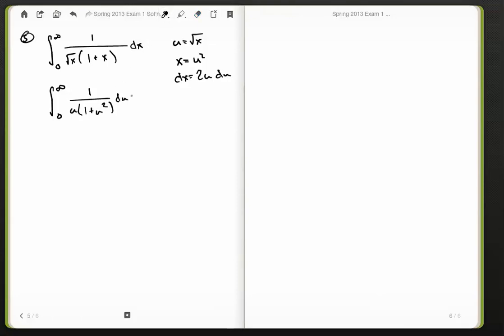And that's times du. Now this looks like a potential trig substitution problem. I could say that 1 plus something squared is like 1 plus tan squared, or 1 plus cotangent squared. I think tan is easier, so I'm going to say that u equals tan theta, and so du equals the derivative of tangent, secant squared theta d theta.